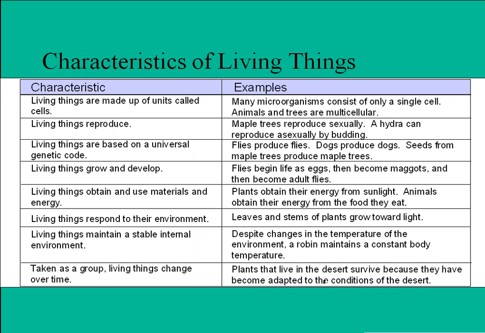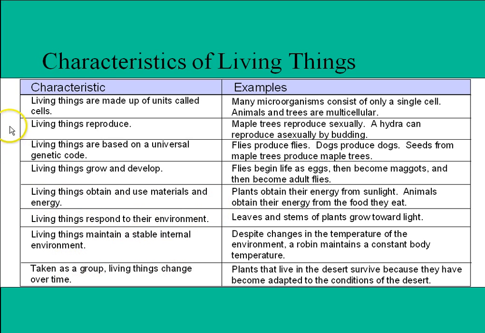All right, characteristics of living things. This is arrived at inductively, taking specific observations in nature, forming general conclusions, trying to figure out what life's all about. Now, we have a mnemonic trick for this called CRUGERS: cells, reproduction, universal genetic code, growth and development, obtain and use materials and energy, respond, stable internal environment, and change over time.